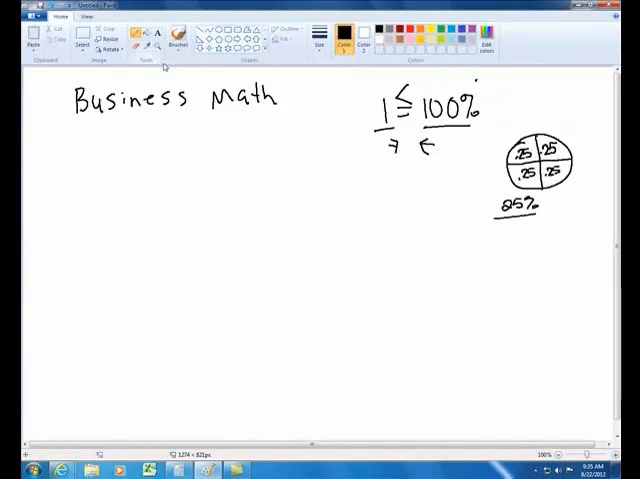Let's go ahead and get started on Part A. Part A tells us to change the following percents to decimal. 15.5% to a decimal. When I'm going from percent to decimal, I'll move it 1, 2 places to the left. So I will move 1, 2 places to the left. So 0.155.